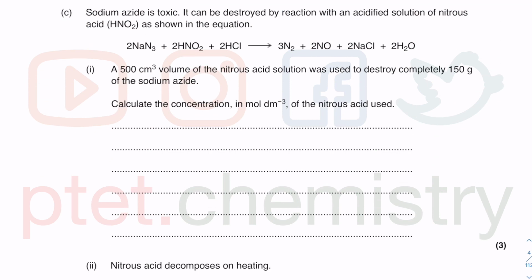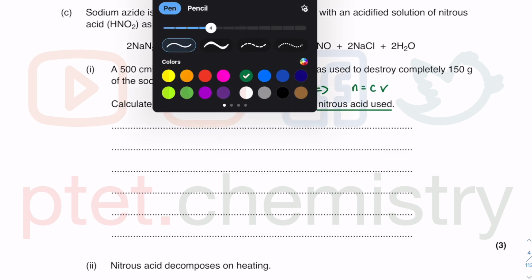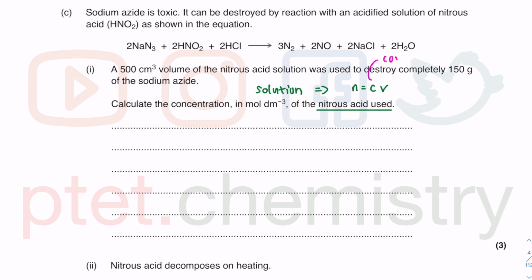We have a part C to this question. Calculate the concentration of this nitrous acid used. So concentration there refers to solution chemistry. The fact that we have solution chemistry, this is n equal to C times V. But be very careful. The C there is your concentration in mole per dm cube, which also means that our volume has to be of the solution, and this has to be in dm cube. So convert cm cube to dm cube by dividing by 1000.